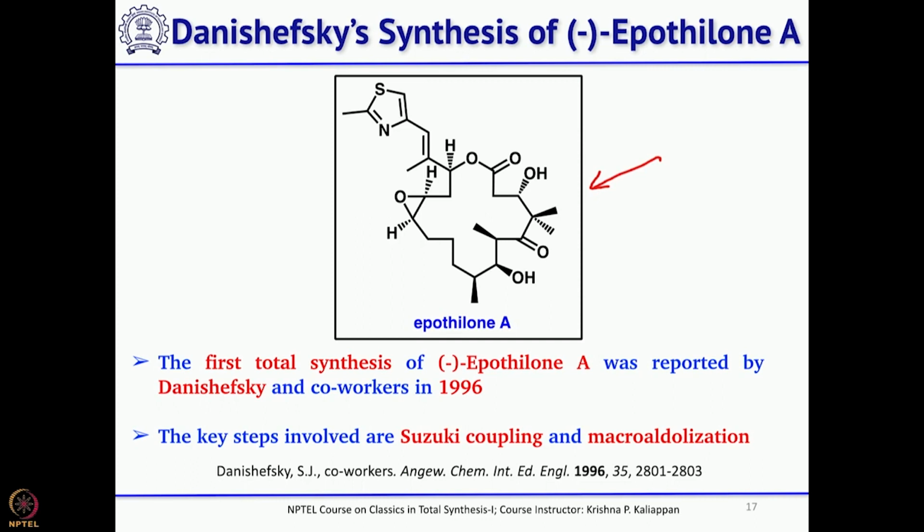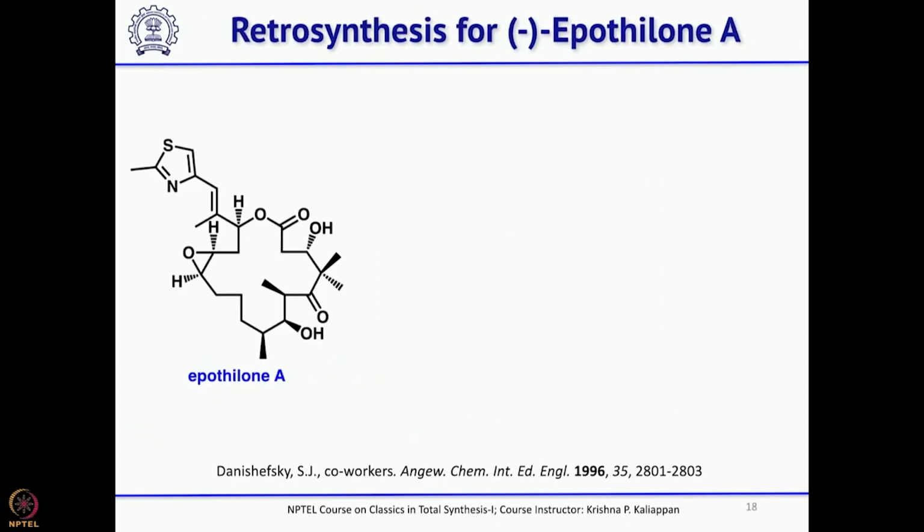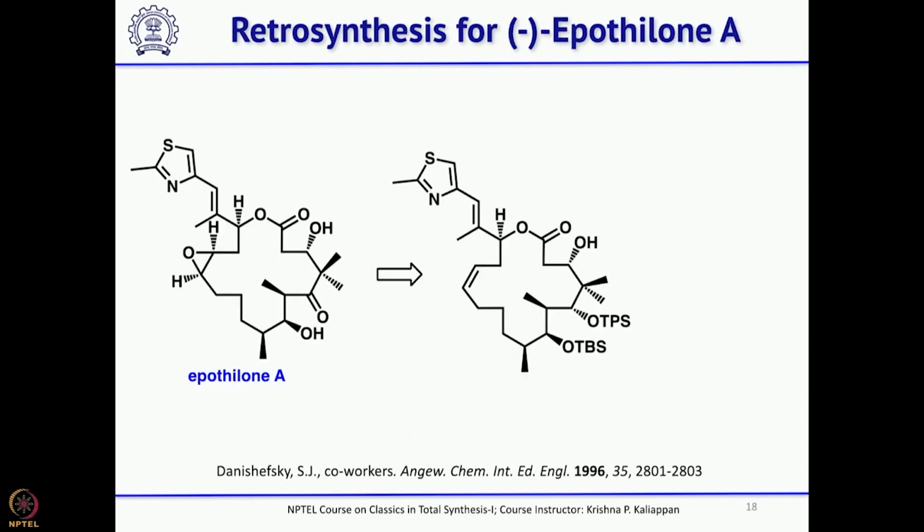Danishefsky's group used two key reactions, which are completely different from the three syntheses which we already discussed. He used a Suzuki coupling, okay, and macroaldolization. So, that is the last step. He used aldol reaction, that is a macroaldol reaction, as the last step to form the macrolactone. Let us see how he has done. The first retrosynthesis is obviously the epoxide formation. That means the double bond is the precursor for epothilone A.